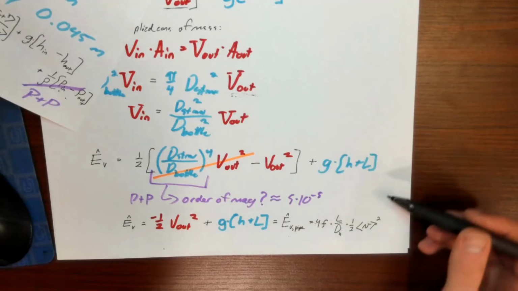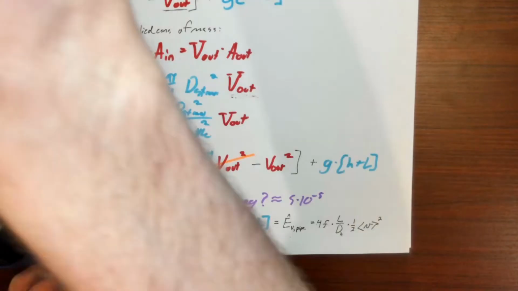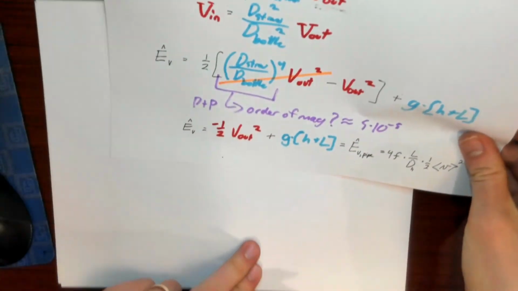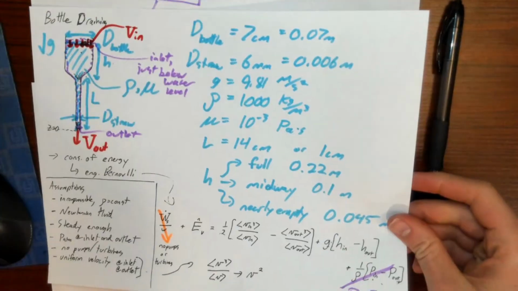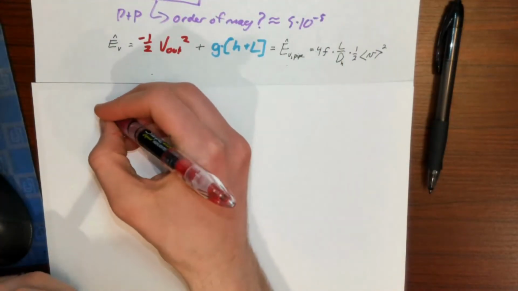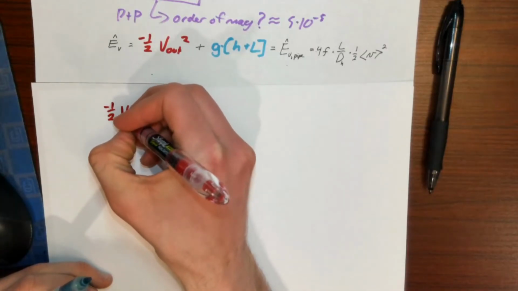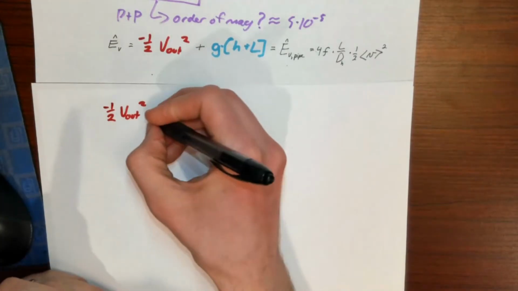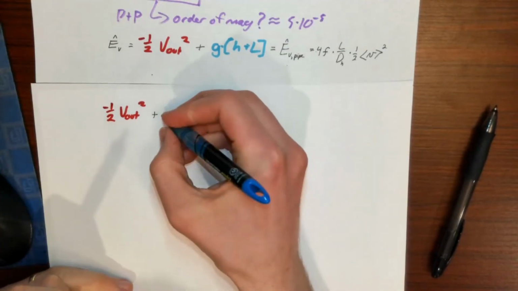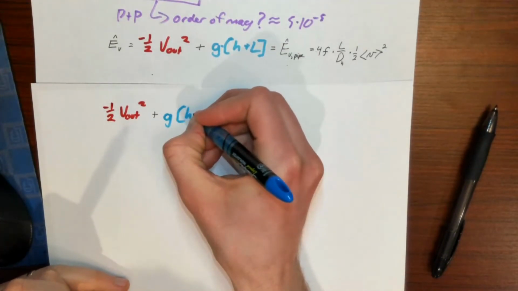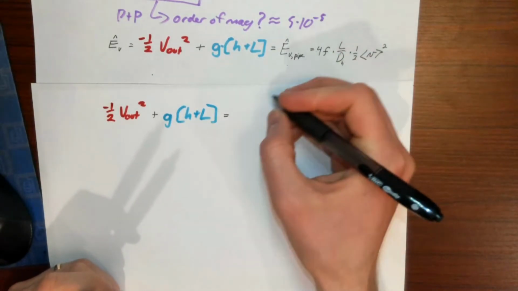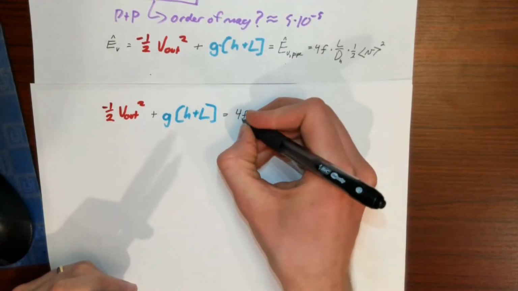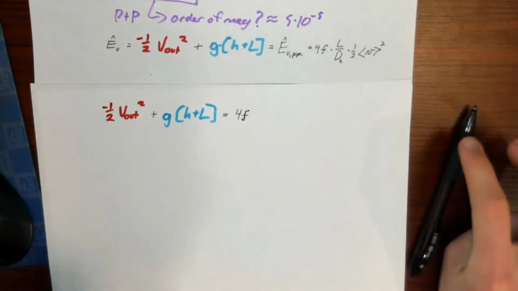So what does this mean? Well, we can actually put some of these things in this viscous loss pipe term in terms of known constants that were given to us in the problem. So what does that mean? We now have minus 1/2 V out squared plus G times H plus L equals 4F, which we haven't yet dealt with. So I'm just going to leave it as is, as a to-be-determined thing here.